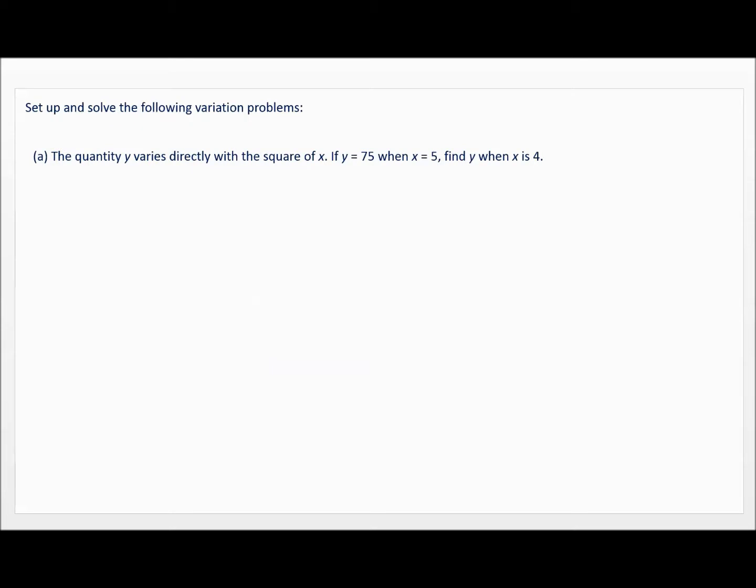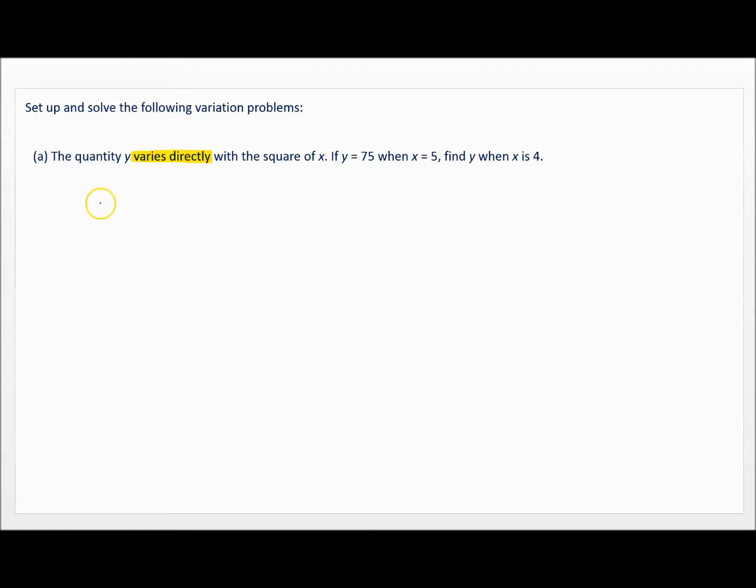So our first example A says, set up and solve the following variation problems. So there's a setup where you come up with just an equation, and then you solve. Okay, so here we go. We're going to do setup to start with. Now what's very important is this information right here: varies directly. You have to know that, or be given enough information to find that out before you can do anything. But a lot of them just say it varies directly.